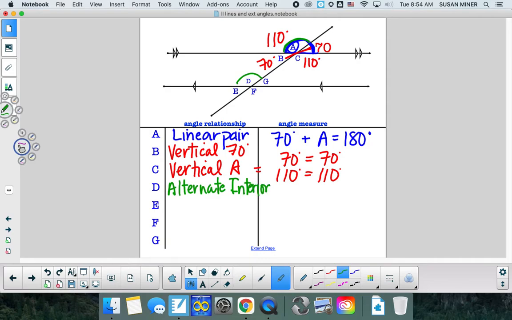So there's more than one right answer sometimes to these. It's alternate interior with angle C. And so I know that alternate interior angles are equal to each other. So angle D has to be 110 as well. And then we could say, oh, wait, look, angle F is a vertical angle to angle D. I can see that right now. And so it has to be 110 as well.